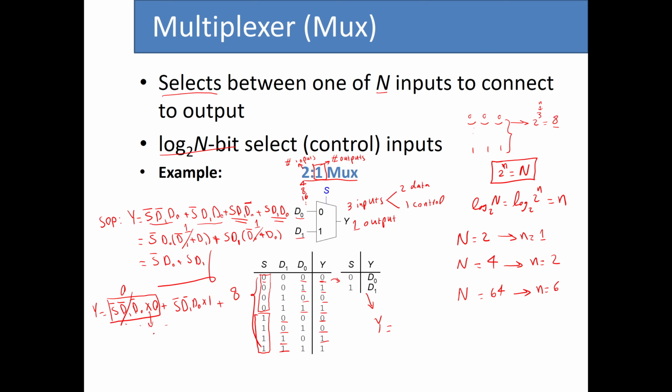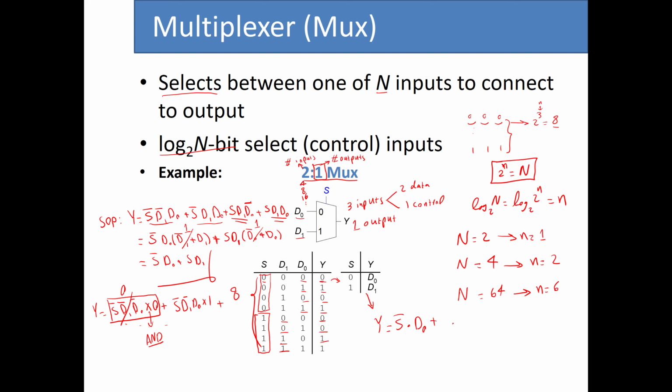I should clarify that this is basically an AND. I just put it as multiplication for a little more emphasis, right? So if we do that, the minterm associated with this row is going to be S bar, and then we multiply it by D0, or we AND it with D0.